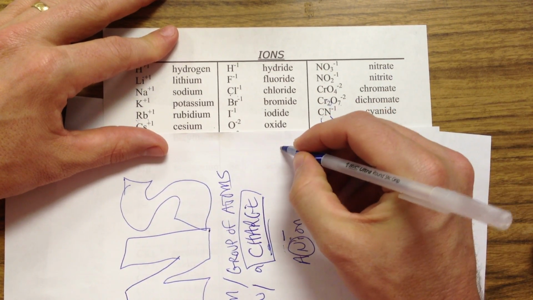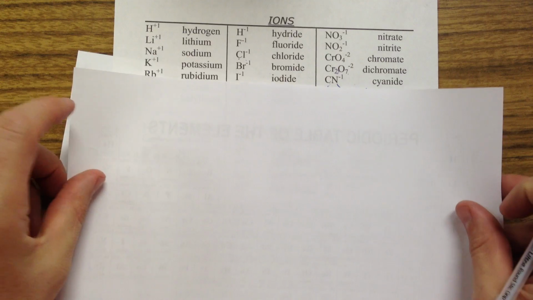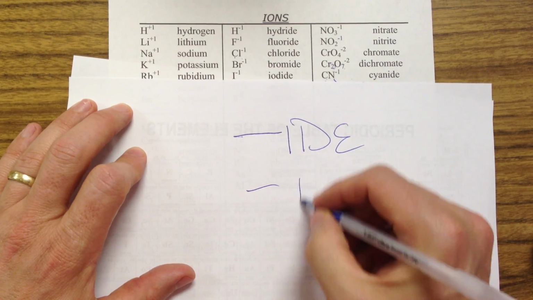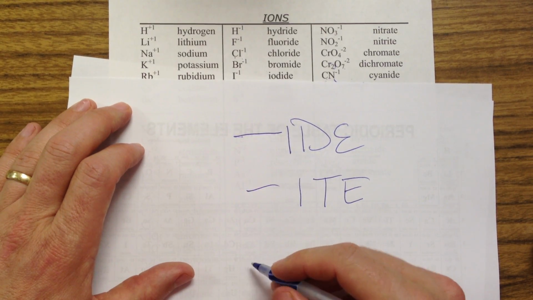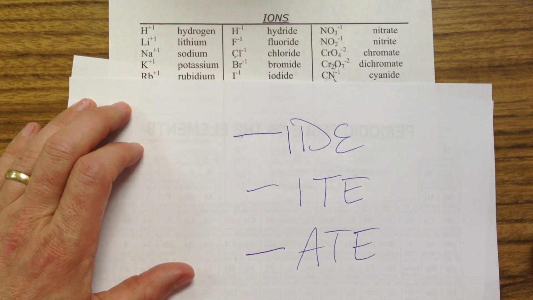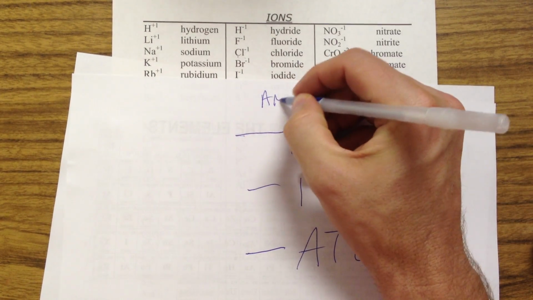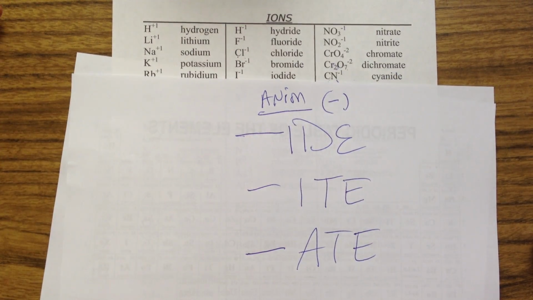Anions have some patterns involved with them. You can always instantly spot an anion by its name, because the ending of an anion will always be one of 3 things: IDE, ITE, or ATE. Every negative ion, every anion, will end with one of those.